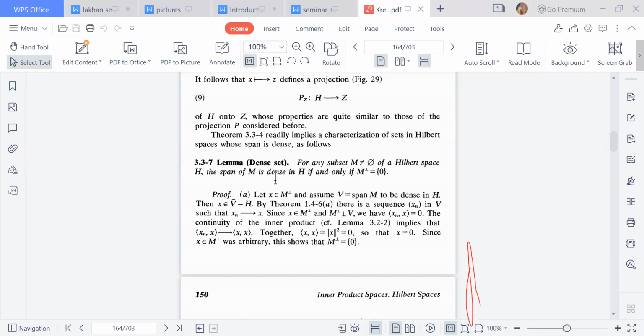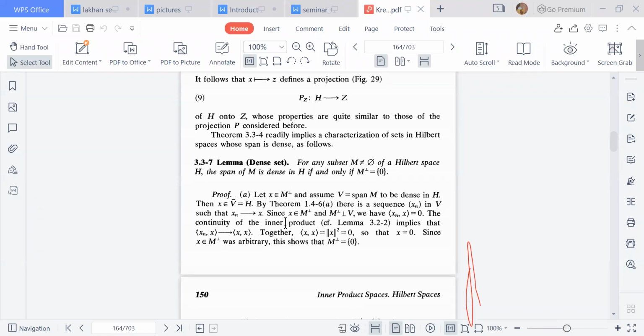So let an element X belong to M complement, and assume that V is equal to span of M. V is dense in capital H, so every element in capital H is either a point of V or a limit point of V. Then X belongs to closure of V, which is equal to H. V bar indicates closure of V. V is dense in H, it means that closure of V is equal to H. So there is a sequence Xn in V such that Xn converges to X.